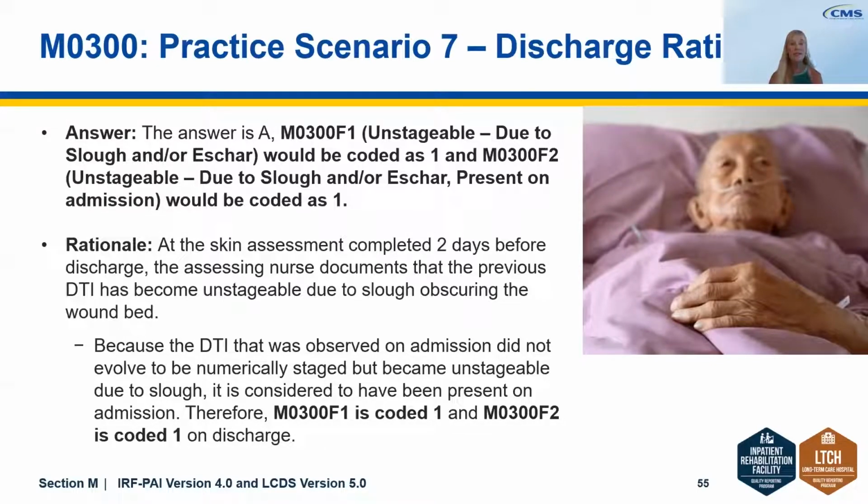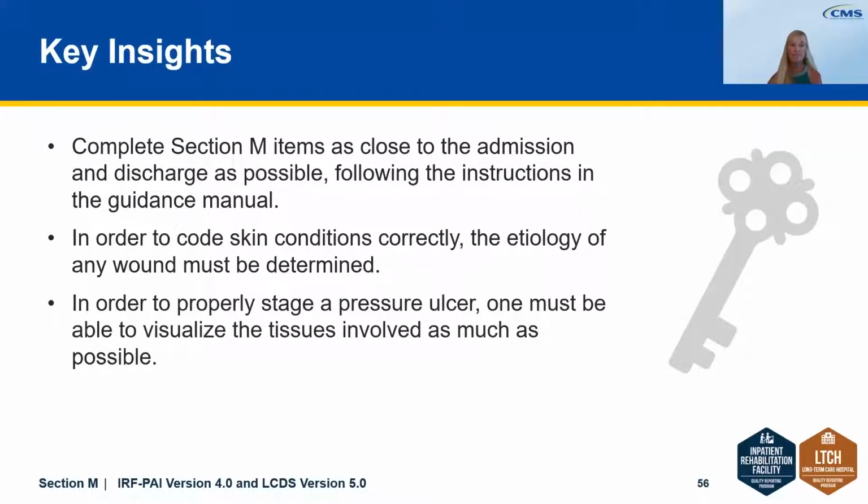So in this scenario, 2 days before discharge, when the nurse completed the skin assessment, they documented that the previous DTI has become unstageable due to slough obscuring the wound bed. Because the DTI that was observed on admission did not evolve to be numerically staged, but became unstageable due to slough, it is considered then to have been present on admission. Therefore, MO300F1 is coded as a 1, and MO300F2 is coded as a 1 on discharge.